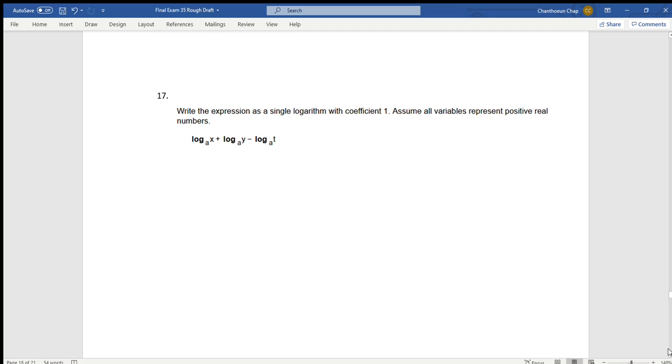For question 17, we're going to do the opposite. We want to combine this into one big log. So I like to use the power rule. So let's rewrite this as log base a of x plus log base a of y. I didn't do anything to the first two terms, but for the second one, there's a negative here. I like to bring that to the exponent. So this is going to be a plus log base a of t to the negative 1 now.